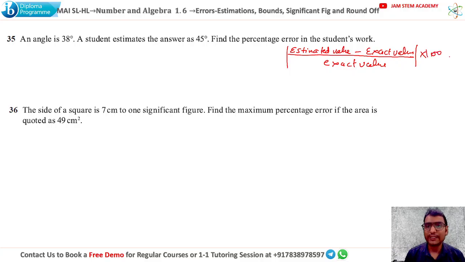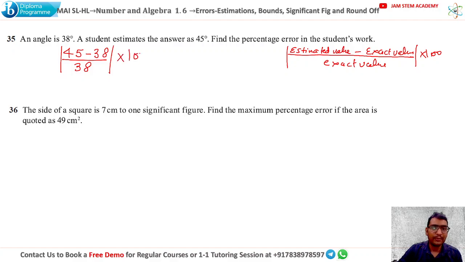That's my percentage error. Now in this particular question it says an angle is 38 degrees. A student estimates the answer to be 45. So yes, there is a difference of 7 units between the estimated value and the exact value. So here, let's find the percentage error. I need the estimated value minus the exact value, which is 38, divided by 38. Take the modulus, which in this case is already positive, times 100.